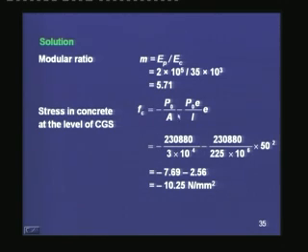Now, once we substitute the force, the eccentricity and the geometric properties, we find that the stress in the concrete at the level of the CGS is equal to minus 10.25 Newton per millimeter square. It is the compressive stress which is of magnitude 10.25 Newton per millimeter square.